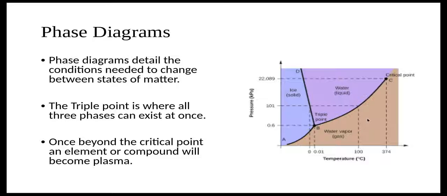And there's two special points on this phase diagram. The first one is called the triple point, and that's right here. And the triple point is basically where all three phases can exist at once. At this exact pressure and this exact temperature, you can have ice, water, and water vapor at the same time. They would all coexist at the same time. Now, the critical point, which is up here, is where an element or compound will become plasma. So if you go beyond the critical point, that is when you would have a plasma of water.